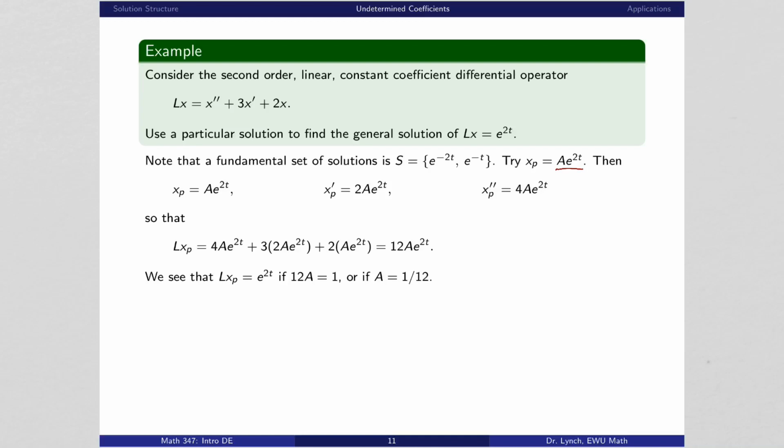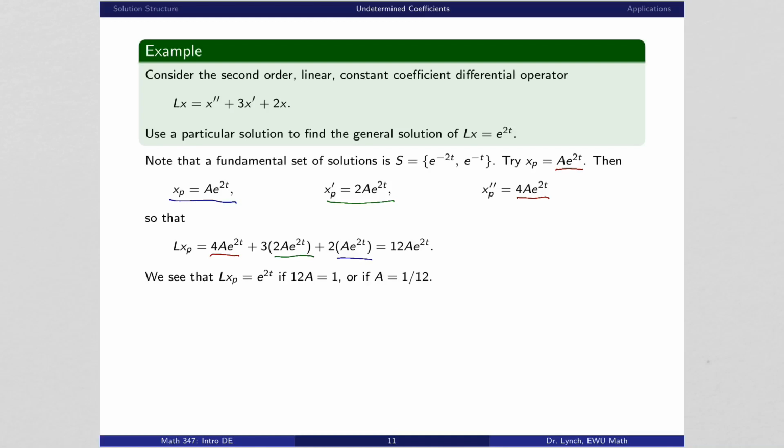Okay, so if x sub p is some unknown constant, an undetermined coefficient, times e to the 2t, then we can certainly compute its derivatives. And once we compute its derivatives, we can plug those derivatives into x double prime plus 3x prime plus 2x. And combining those exponential terms, we see that Lx sub p pops out 12a e to the 2t. Now, what we want here is for Lx sub p to be e to the 2t, so that tells us that 12a has to be 1, or a has to be 1/12.